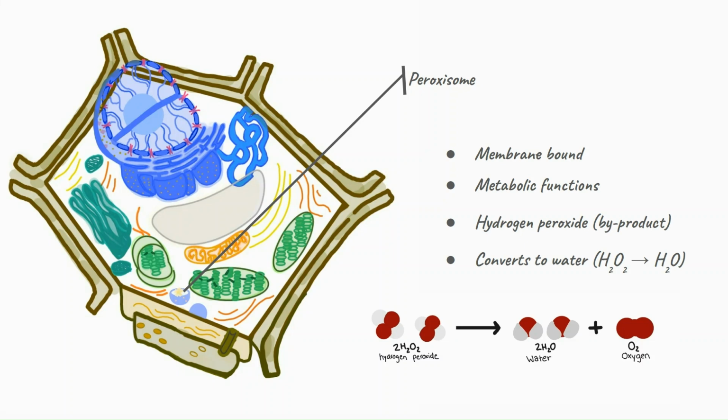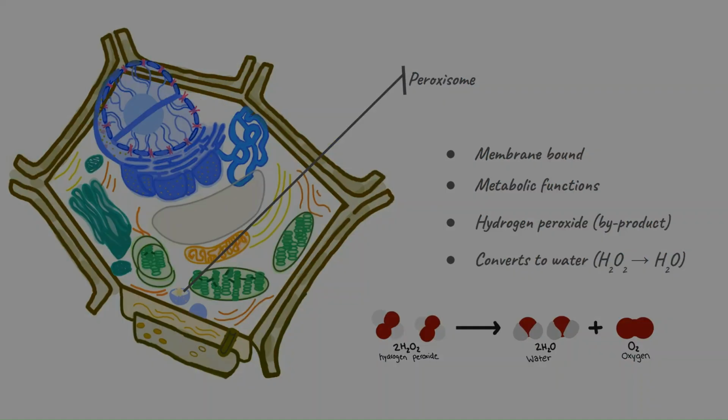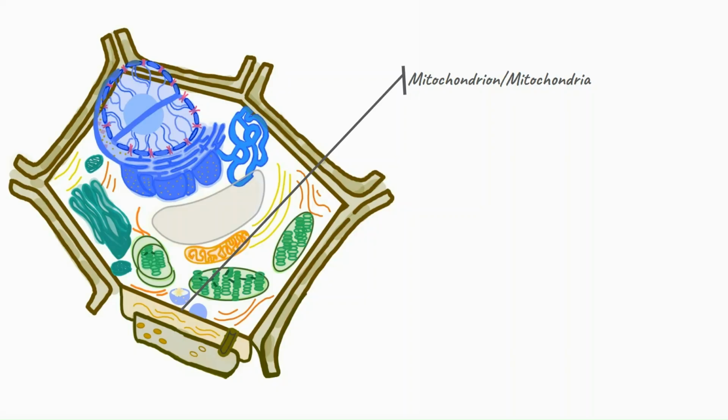Okay, the mitochondrion or mitochondria. So mitochondrion is singular and mitochondria is plural. Mitochondrion is double membrane bound. Overall, it generates adenosine triphosphate, or ATP for short. And this ATP can be thought of as the energy currency of the cell, where energy is stored and released.